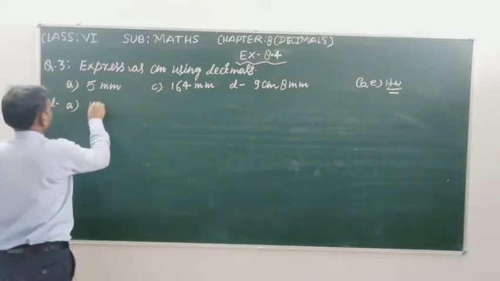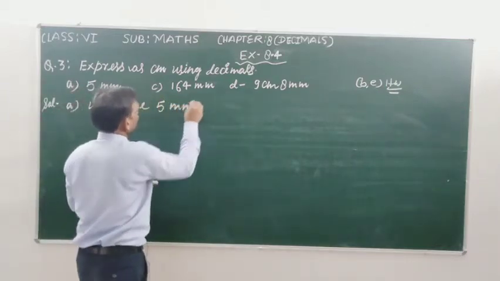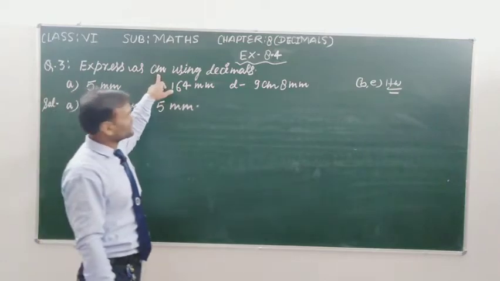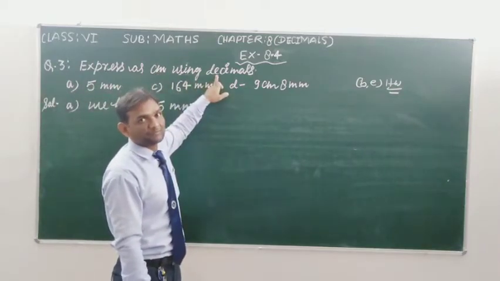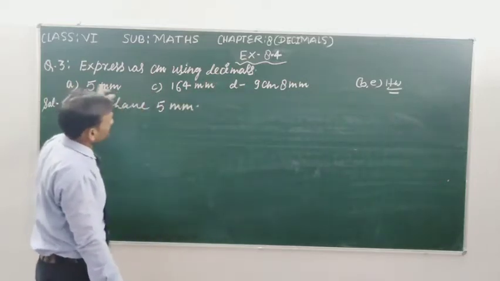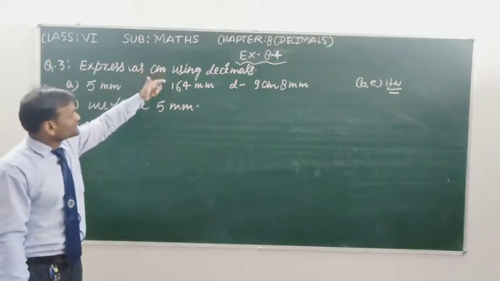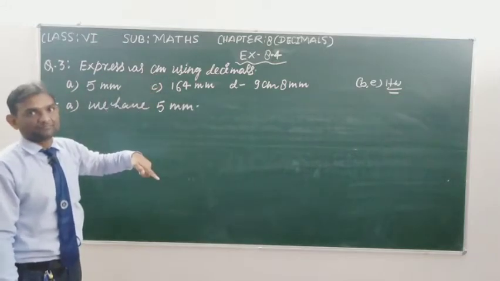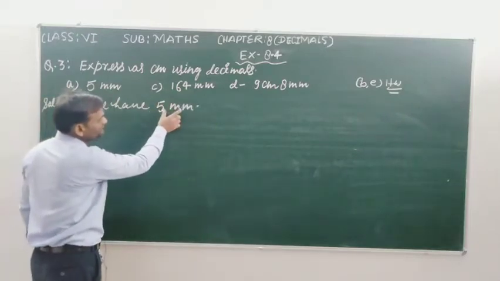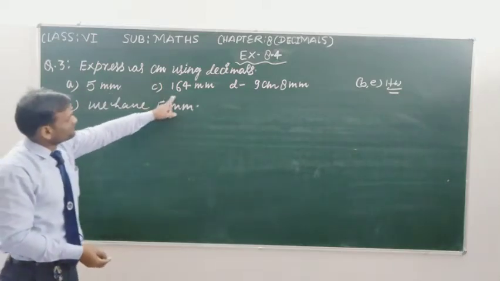Part A. We have 5 mm. This is the question, student. Question is saying express as centimeter using decimals. Means we need to change the given value in centimeter, but write your answer in decimals. So student, first part is 5 millimeter. We need to change 5 millimeter in centimeter.